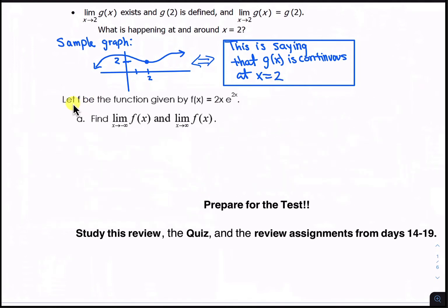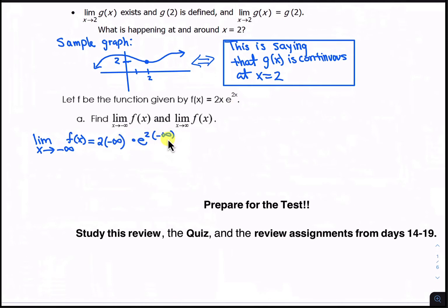All right, in the next question it says, let f be the function given by f of x equals 2x times e raised to the 2x. In this question we want to find the limit as x approaches negative infinity and also the limit as x approaches positive infinity. Let's look at as x approaches negative infinity first. You can simply replace the x's with negative infinity.